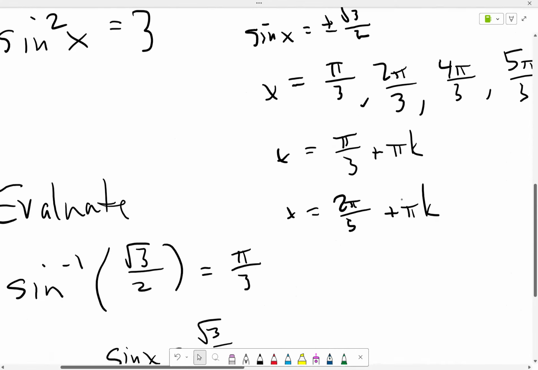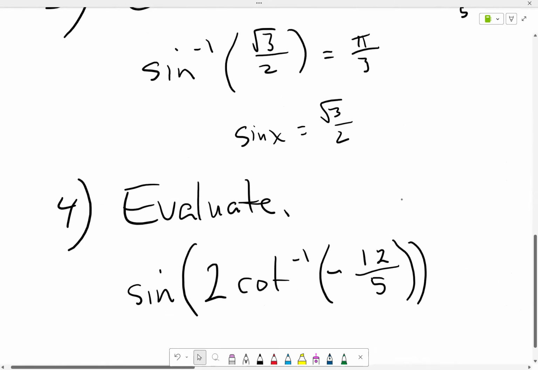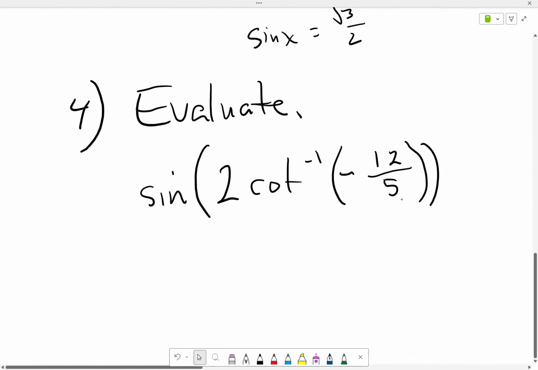Let's finish this up. Oh my goodness. Okay, for this one, it seems obvious to me. I just take this 2 out. Are you good with that?